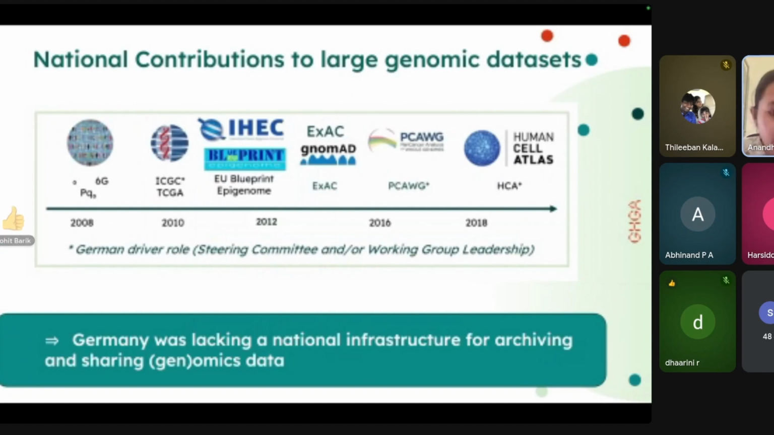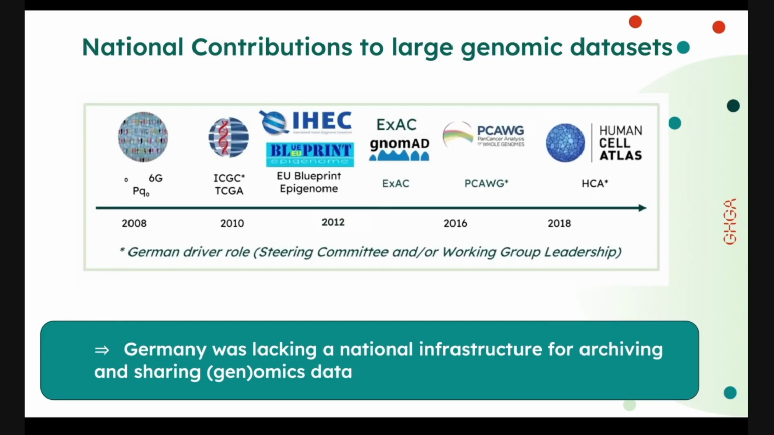So I just wanted to give a small overview from the time I came to Germany, which was in 2011. I have really seen that the amount of work in terms of genomic projects was quite huge, ranging from the 1000 Genomes Project in 2008, ICGC, to where we are now with the Human Cell Atlas project. All of these projects were generating a lot of data sets for the human genome or a non-human genome.